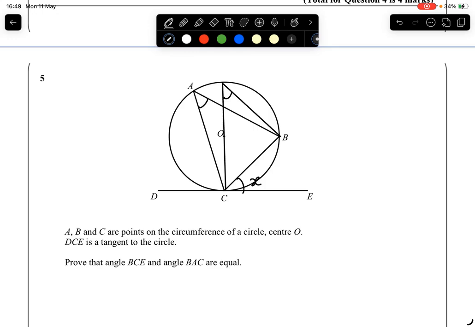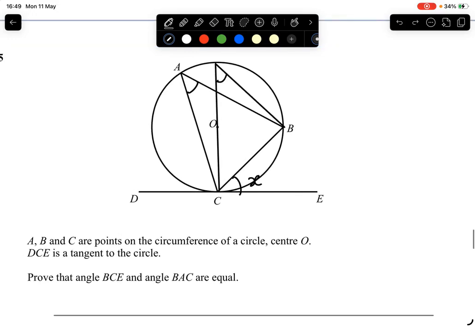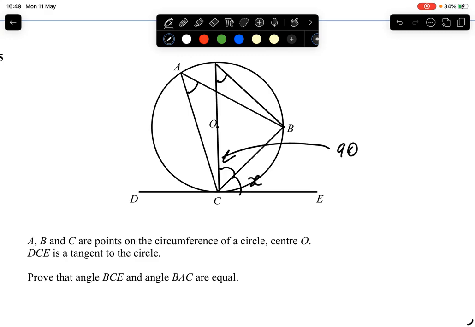Well, we know that angle OCE is 90 degrees because tangents meet radii, or diameters, at right angles. So that means that angle just here, OCB, is going to be equal to 90 subtract x.